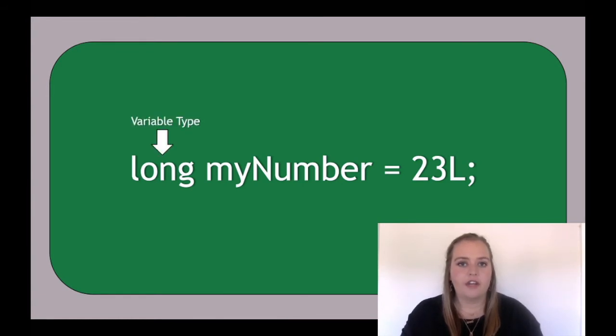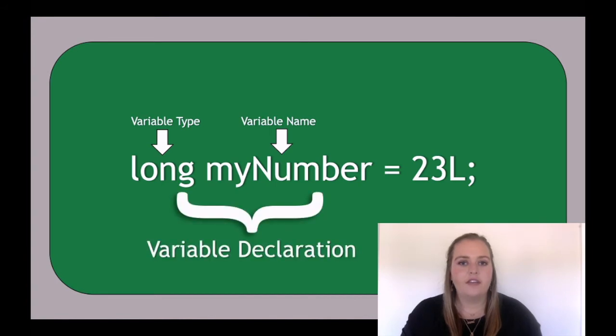Long is our variable type. Our variable name is myNumber. You'll notice that this is in the style of camel case, so the very first word here is lowercase, and subsequent words will appear in uppercase. Together, these make up our variable declaration.